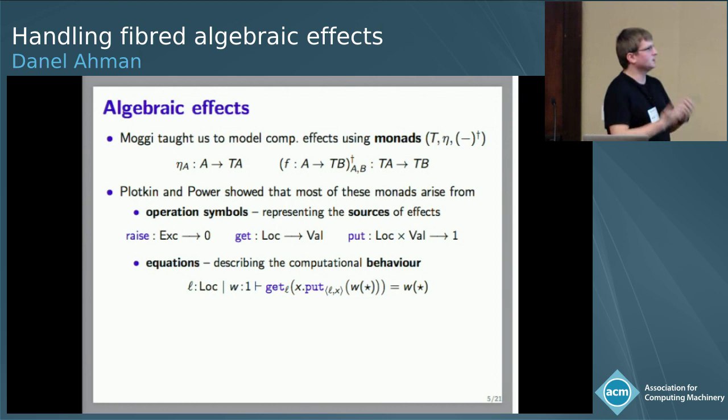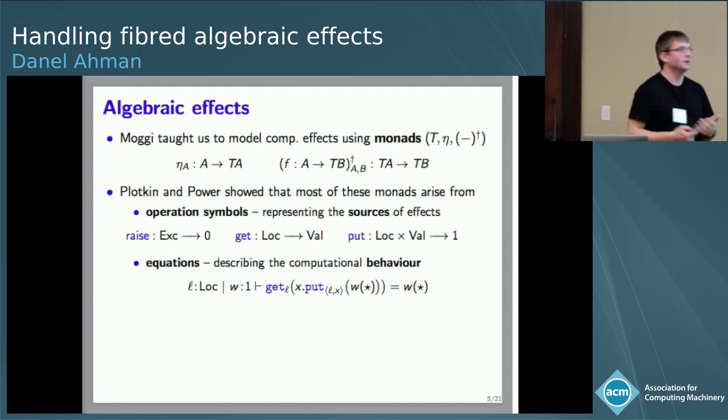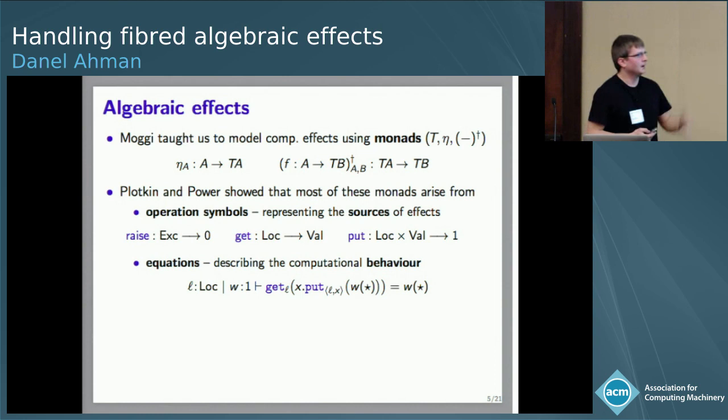in terms of some operation symbols and some equations. You should think of the operation symbols as representations of sources of effects, like raising exceptions, getting a value from the store, putting a value to the store, and then the equations as describing some computational behavior. Here is one example equation from the theory of state, which just says that if I read a value from a location and then put it back, that's not observable. This is one of the five equations of that theory.